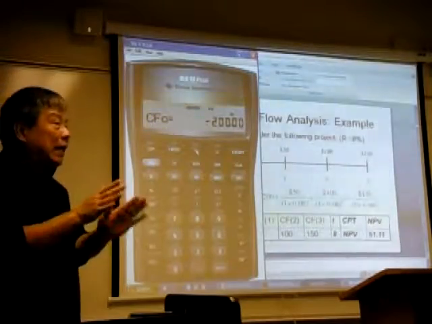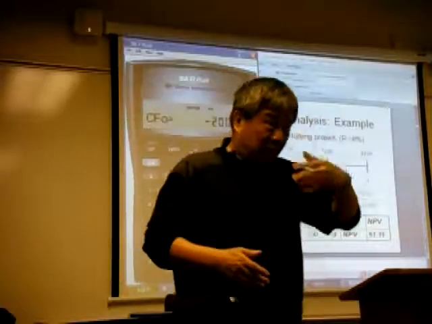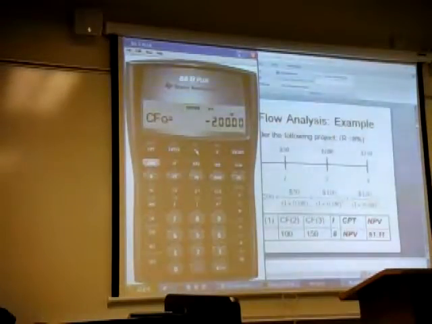So you enter all the keys in that CF key. We cannot really see it. Okay. Spreadsheet will allow us to see all those cash flows much easier.